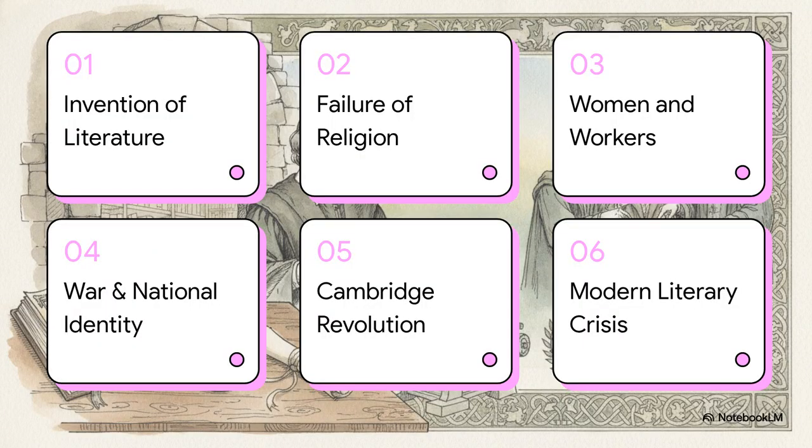So here's our roadmap for this explainer. First up, we'll look at the invention of literature. Second, the Victorian failure of religion. Third, its surprising early demographics for women and workers. Fourth, the impact of war and national identity. Fifth, the Cambridge Revolution. And finally, number 6, the modern literary crisis.